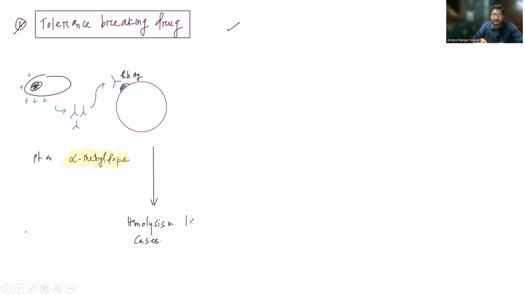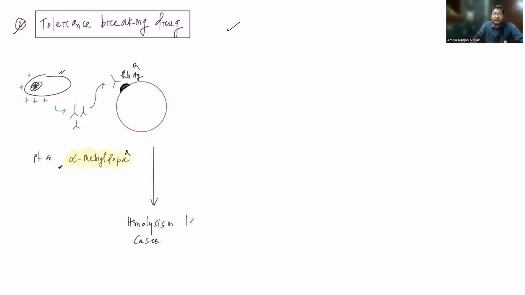Okay, but what happens? Sometimes by giving alpha methyl dopa. So again, this is the prototype drug example that you have to remember in this setting. So alpha methyl dopa is a tolerance breaking drug. Alpha methyl dopa is actually an antihypertensive. That means this will cause some abnormality in the process of tolerance, so that now our body's immune system will recognize normal RBC antigens as foreign. For example, in this case, the RH antigen, as you all know, RH antigen is present on the RBC surface.